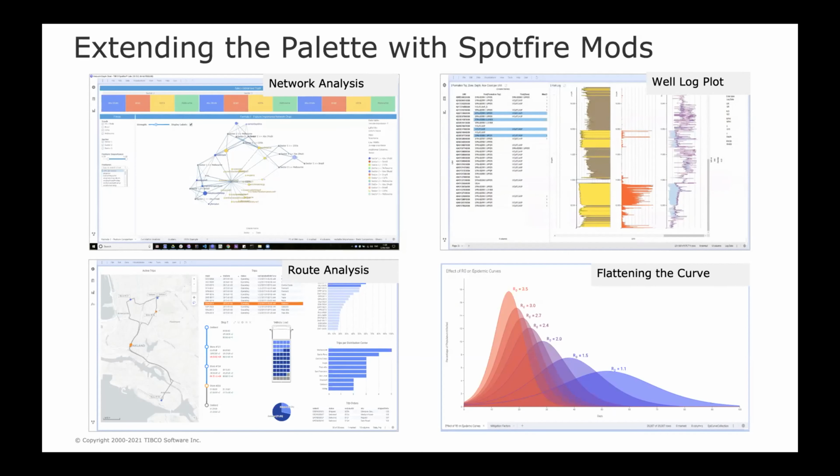Now, in talking of displays, big effort this year. I'm sure everybody's heard about our Spotfire mods that we've introduced to expand the graphics palette. So that set of graphs that you saw that we're using in recommendations and that we're offering through the built-in features of Spotfire, we're now expanding that to allow people to build their own plots, whether it's a network chart or a specialized graph here for the oil and gas industry, or routing analysis.